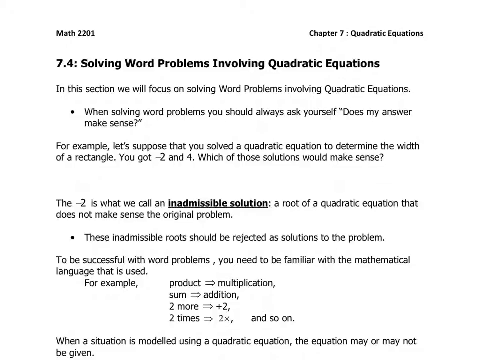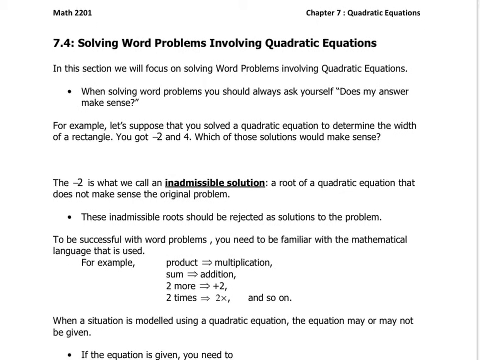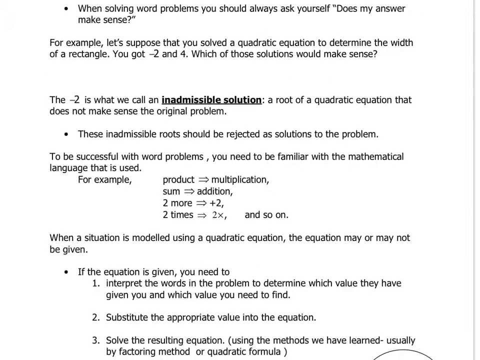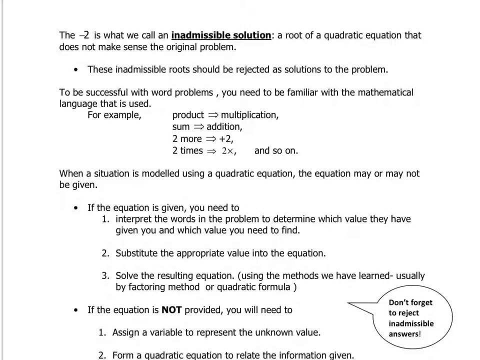For example, if your equation is about area, and x represents the width or the length, and you end up with a negative value for x, then in the context of that problem, the negative would be an inadmissible root because you can't have a negative length. So you must reject those solutions that don't make sense with respect to the problem.